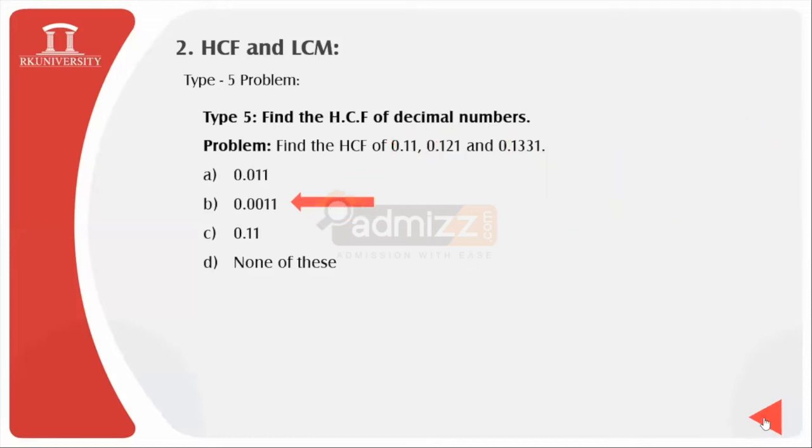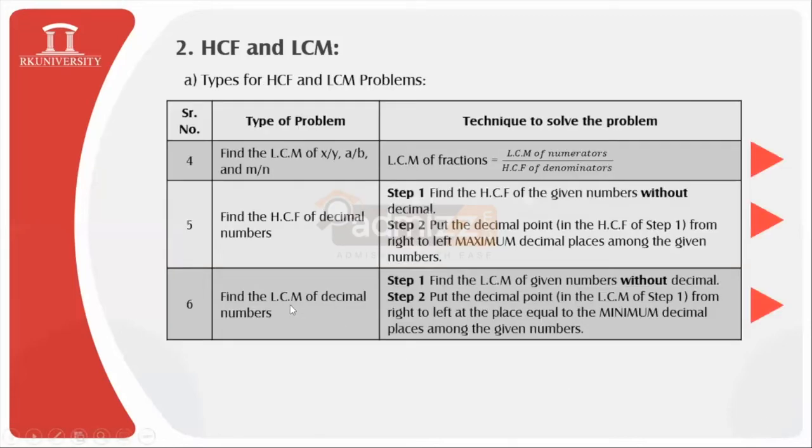Now we'll switch over to the next type of problem, type number 6. Type number 6 is find the LCM of decimal numbers. The first step is similar to what we did in the HCF case: step number 1 involves finding the LCM of the given numbers without considering the decimal point. Then in step number 2, put the decimal point from right to left at the place equal to the minimum decimal places among the given numbers.